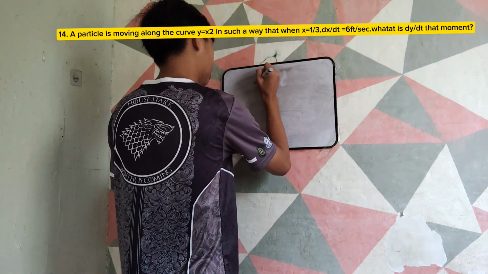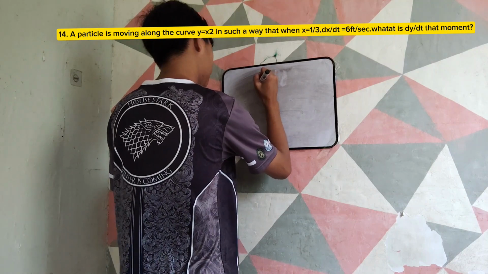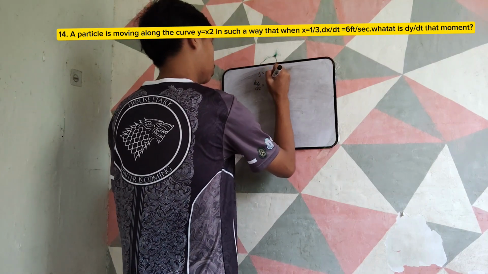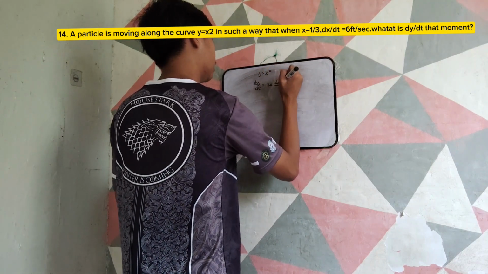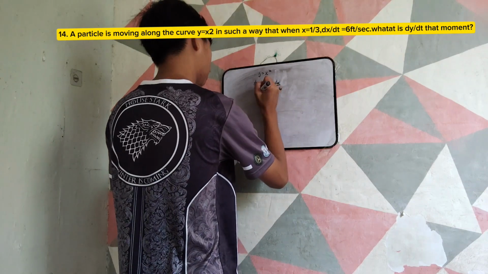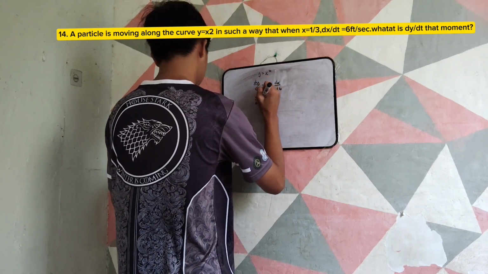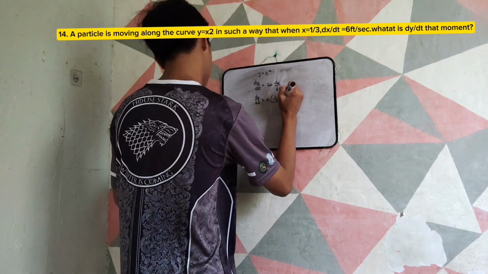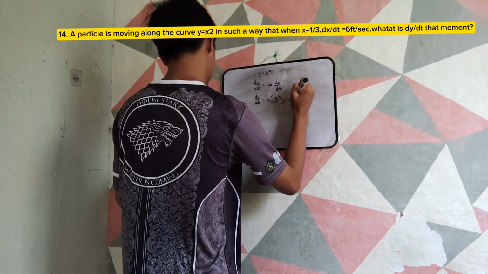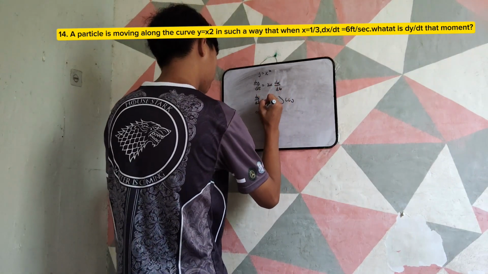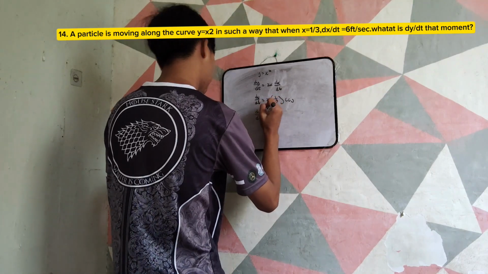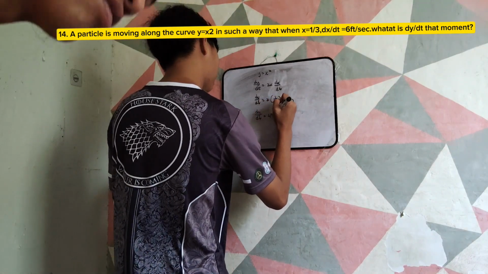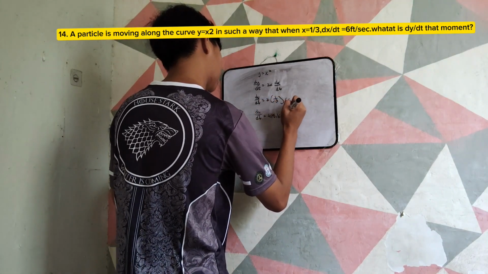So y equals x squared. So we differentiate. dy over dt equals 2x dx over dt, which is 2 times 1/3 times 6. So our final answer will be dy over dt equals 4 feet per second.